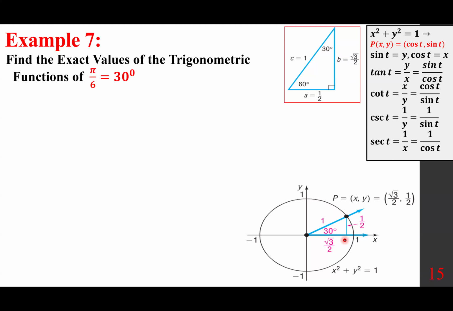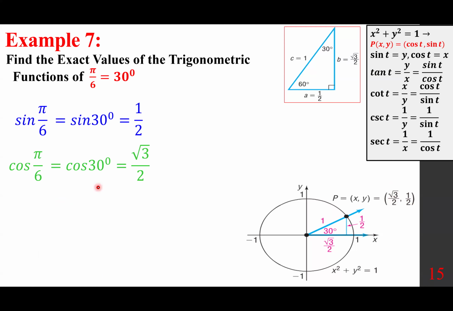And if you put that using the unit circle, this x coordinate now is square root of 3 over 2, and the y coordinate is 1/2. Therefore, x is cosine of pi over 6 or 30 degrees, and y is sine. So sine of pi over 6 or 30 degrees is 1/2. Cosine is the x coordinate, square root of 3 halves.